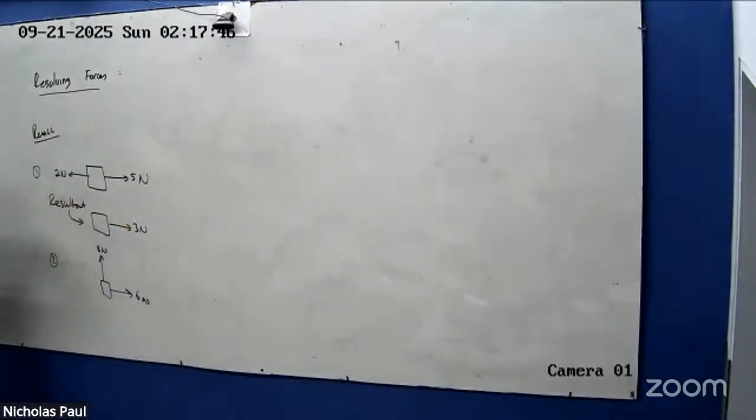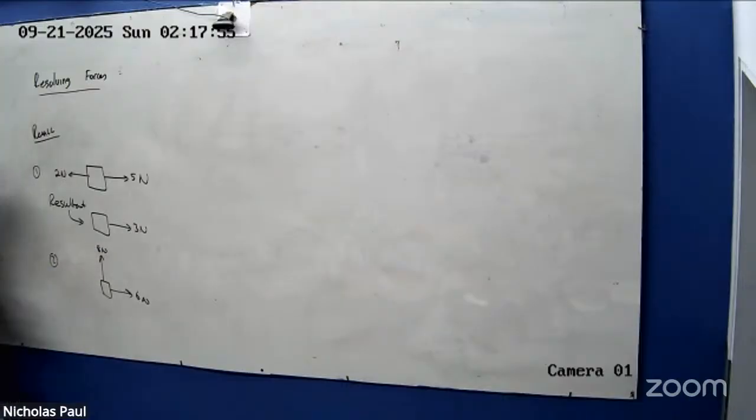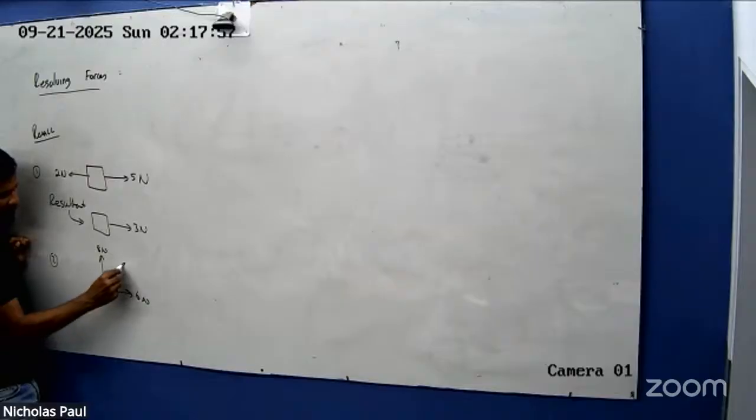Right. So as I was saying here, if we have two forces, one horizontal and one vertical, where would the resultant be? Diagonal, right? So there will be a diagonal force here, and that'll be our resultant.